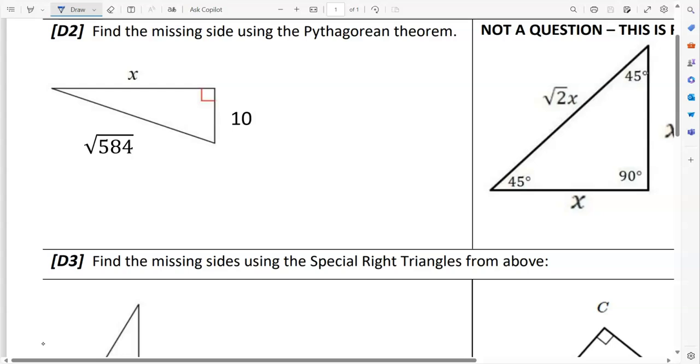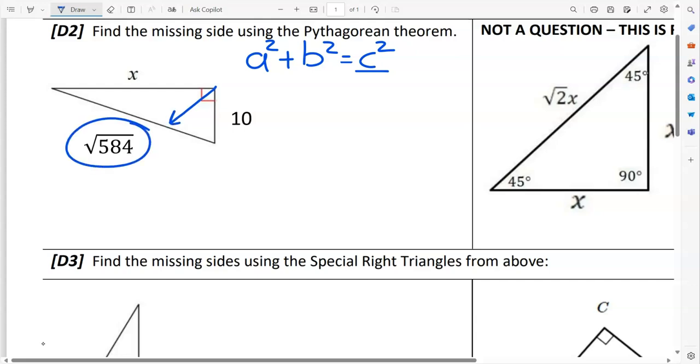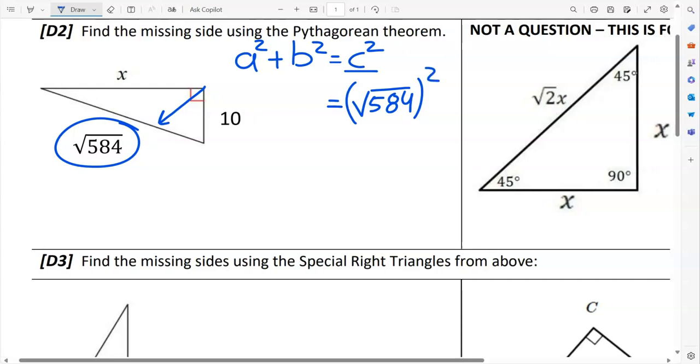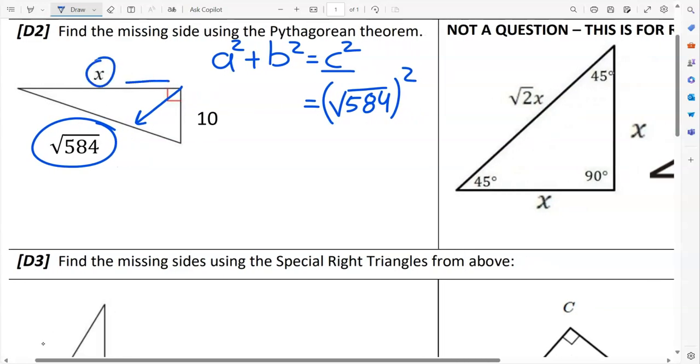So first question says, find the missing side using the Pythagorean theorem. So that is a squared plus b squared equals c squared, where our c is our hypotenuse, and that is always opposite our right angle. So we'll put that in for our c, and that is squared, and then our a and our b are the other two sides right here. So x squared plus 10 squared. Now do some math.